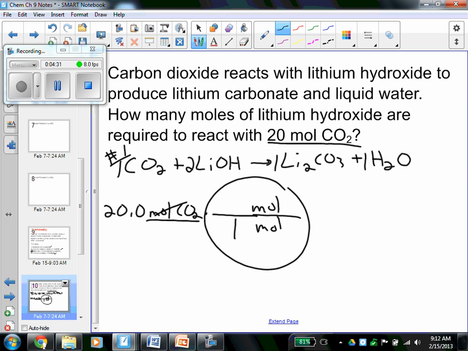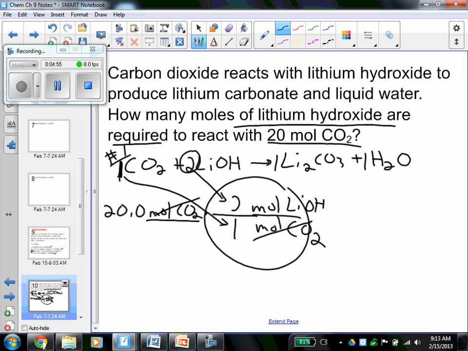So if I have moles of CO2 here, I better have moles of CO2 on the bottom so they can cancel out. How many moles? Well, I have 1 up here, so I'm going to transfer the 1 down here. And then it asks for how many moles of lithium hydroxide are required, so I'm going to go to moles of lithium hydroxide on top. And again, how many moles of lithium hydroxide? In this case, I'm in the mole ratio, so I'm going to transfer the 2 from the balanced chemical equation down to the mole ratio, and I end up with a 2/1 ratio.